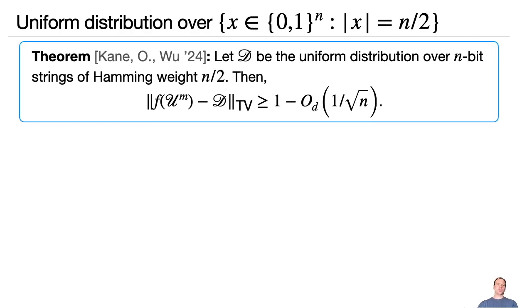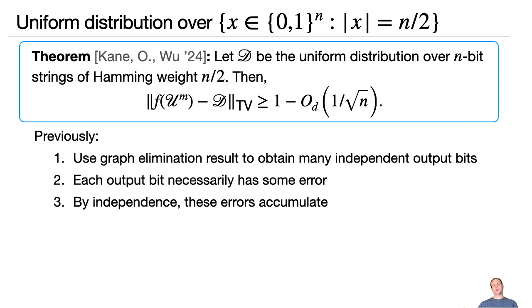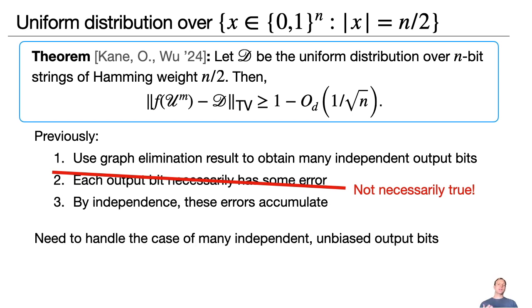Now let's handle the more challenging case, where the weights are n/2. Previously, our plan was to find independent output bits, show that each has some error, and accumulate them by independence. However, it's not necessarily true anymore that each output bit has some error when our weight is, say, n/2. And so we need to be able to handle the case of many independent, unbiased output bits.